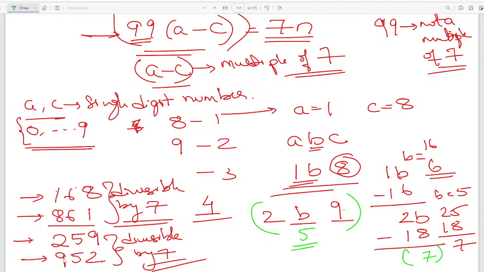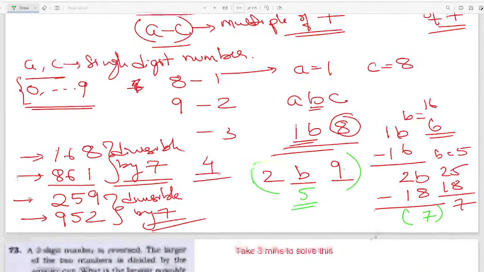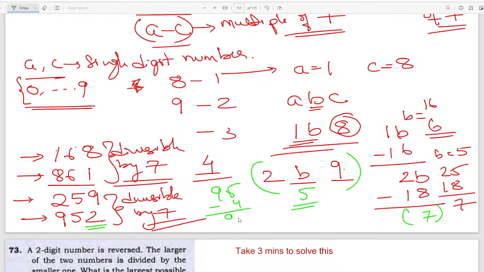And when you reverse this number, this is 952. For example, even 952, you double this number of 2. You want to check the divisibility. What you can do is double this number. 2 into 2, 4. Subtract 95 minus 4. You'll get 91. 91 is divisible by 7. 7 into 13 is 91. I hope this is clear. If you have any doubts, please ask.